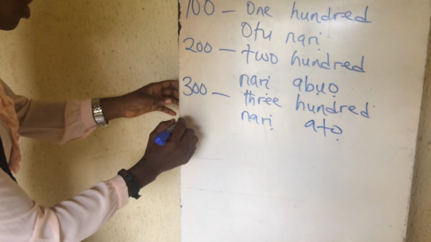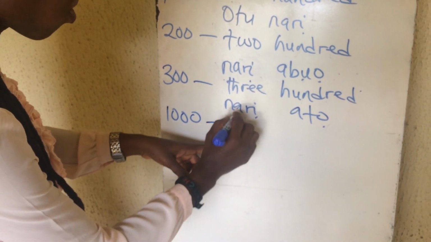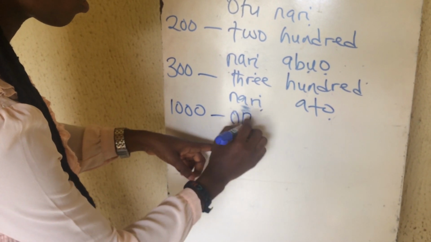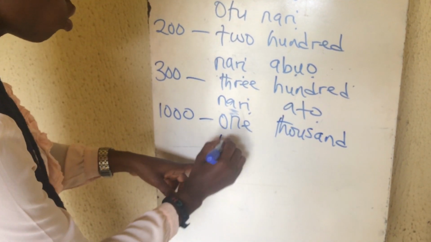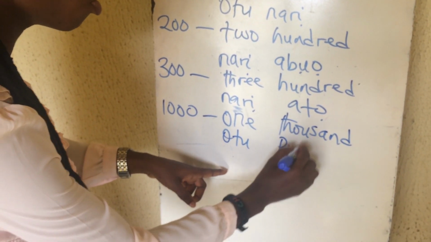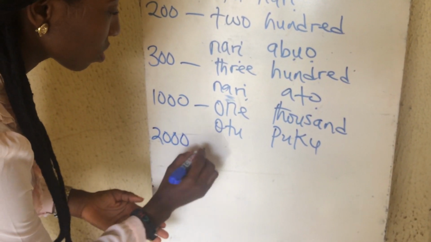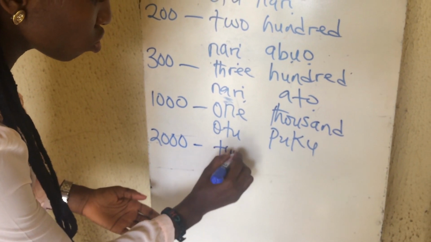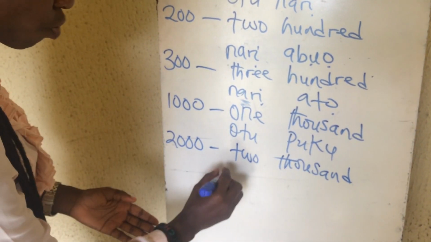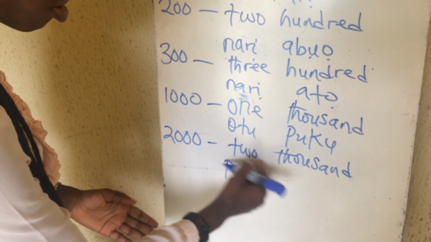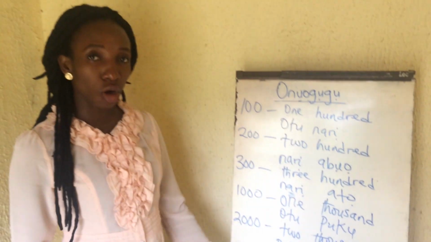Same thing with 1,000. If it's 1,000, the 1 will always come before. What you pronounce is 1,000. So what is 1? Otu. What is 1,000? Puku. Otu puku. When it's 2,000, what is 1,000? Puku. The puku will not take the first place, 2 will not take the second place. Puku abo, puku ato, puku ano.